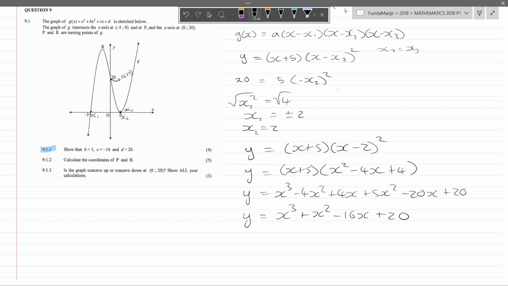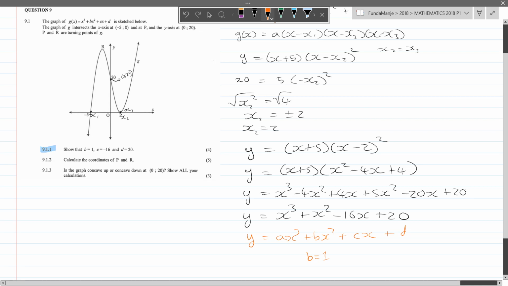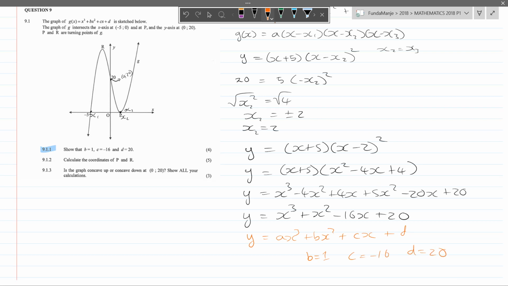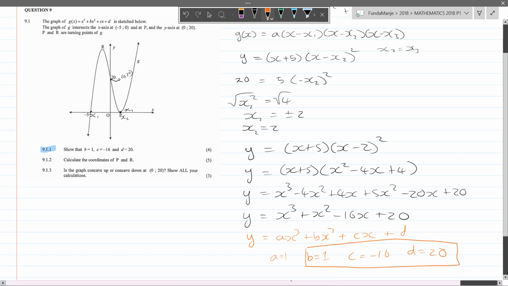So here we can see our values. If we write it in its standard form, we will have y is equal to a x cubed plus b x squared plus c x plus d. And here we can see that b is equal to 1, c is equal to minus 16, and d is equal to 20. And therefore you have shown it, a has been 1, and we haven't needed to calculate that one at least. So this is your proof, and that is your answer.